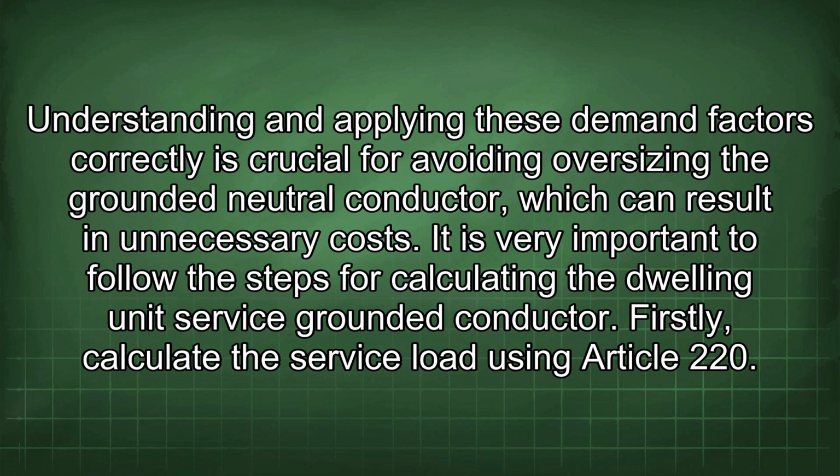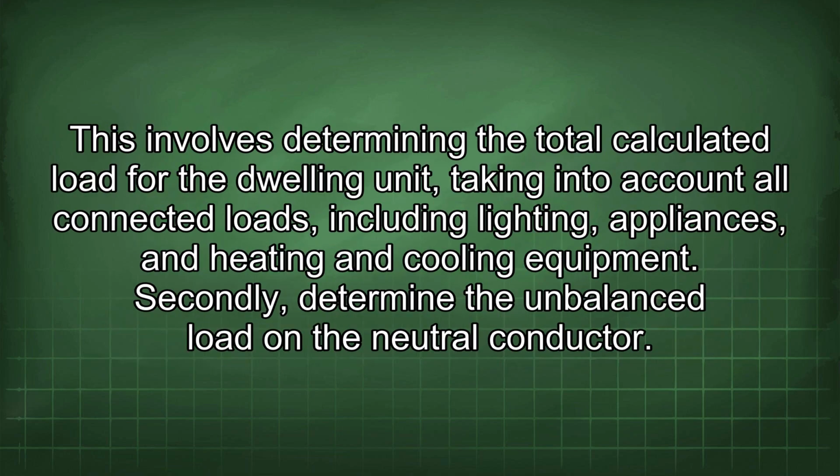Understanding and applying these demand factors correctly is crucial for avoiding oversizing the grounded neutral conductor, which can result in unnecessary costs. It is very important to follow the steps for calculating the dwelling unit service grounded conductor. Firstly, calculate the service load using Article 220. This involves determining the total calculated load for the dwelling unit, taking into account all connected loads, including lighting, appliances, and heating and cooling equipment.